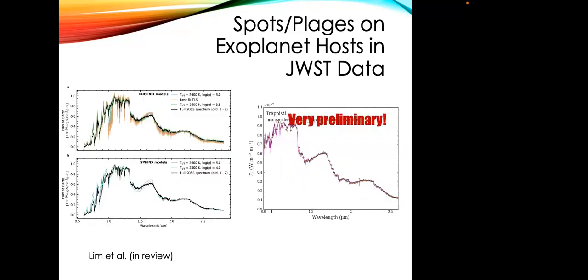I'm working with someone who does brown dwarf modeling, and because TRAPPIST is an M7, M8, it's pretty much a brown dwarf, not quite, but we're trying from the ground up, and we're actually able to model the 1.3 to 1.8 micron range much better than the Phoenix or Sphinx models. So this is very preliminary, but I think we're going to be able to improve on what we've done thus far.